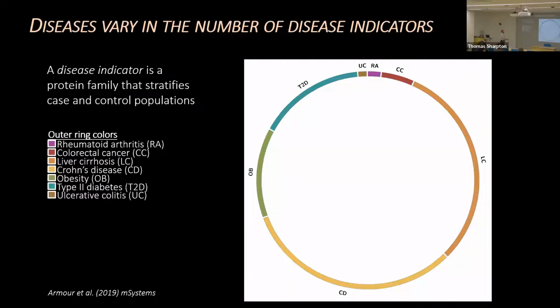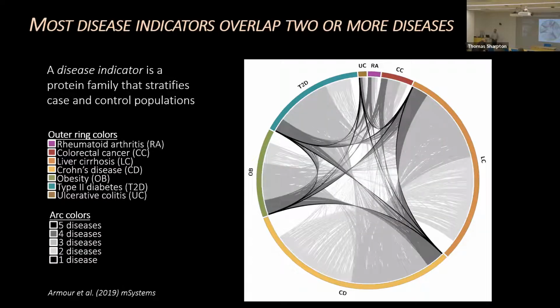So you can see that some diseases like liver cirrhosis and Crohn's disease have a lot of protein families that discriminate their microbiomes from their respective controls compared to other types of diseases. That's interesting. But what's more interesting is when we ask if any given indicator for a disease is shared with any of these other diseases. And sure enough, this is what we observe.